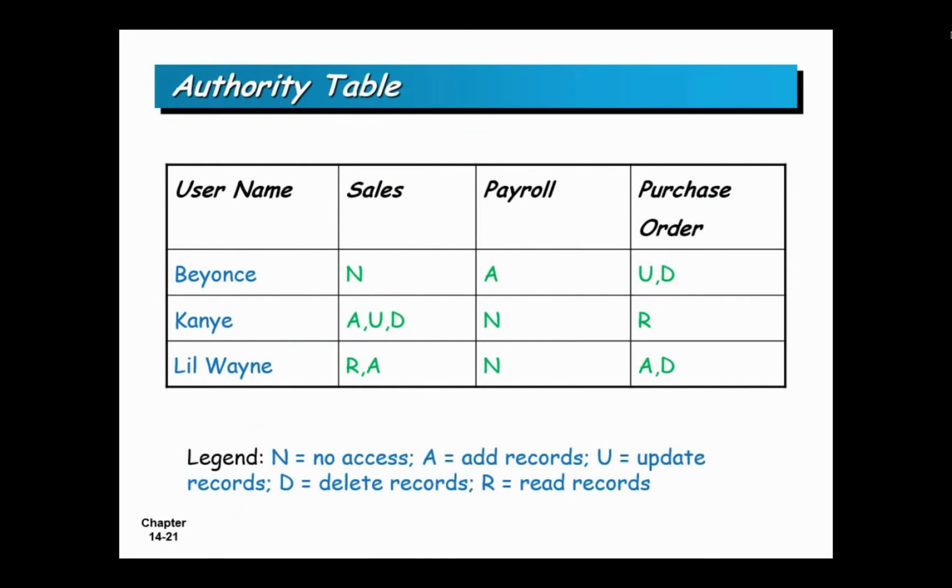Okay, so the authority table. You have 3 users. They have different levels of access. Maybe they have no access. Maybe they're allowed to add records. Maybe they're only allowed to update records. Or maybe they're allowed to delete or only read only. And so each user has a certain level of access to various different components of the environment. And this is usually controlled within the database management system to ensure that only the right people are doing the right things. And so when you log on, you are that person.